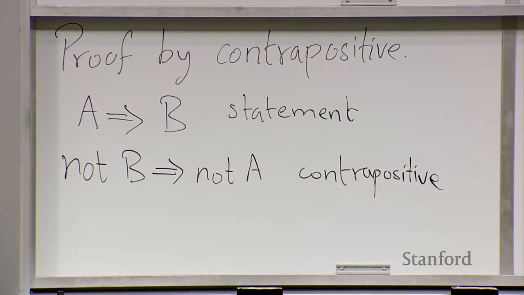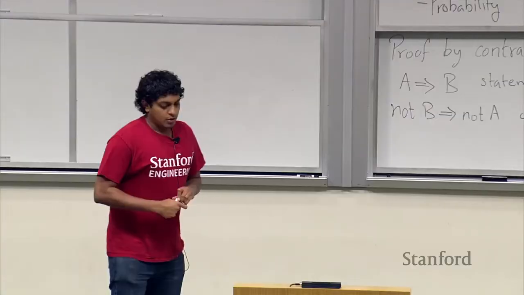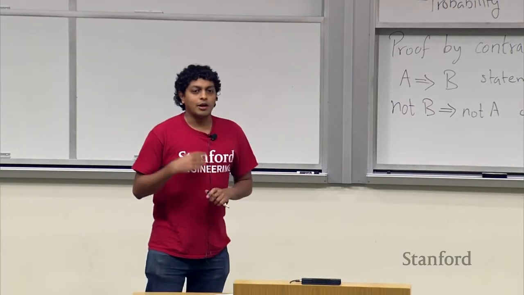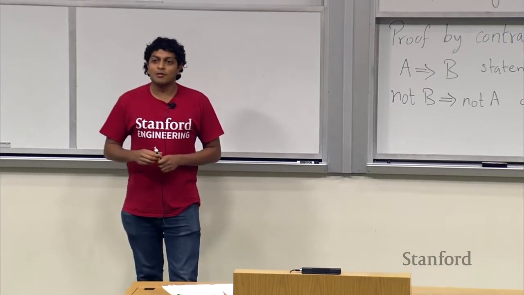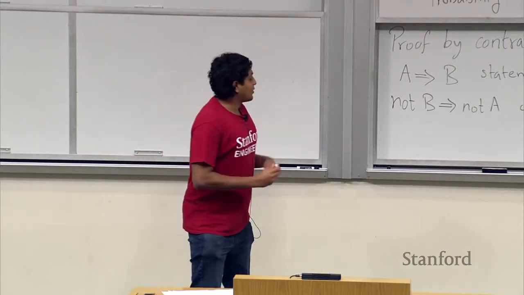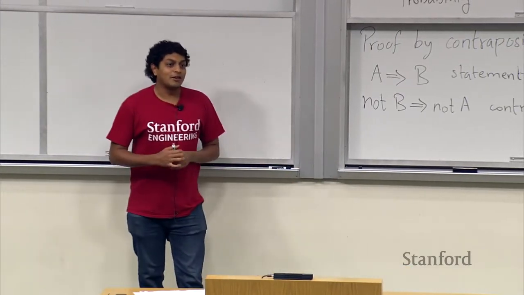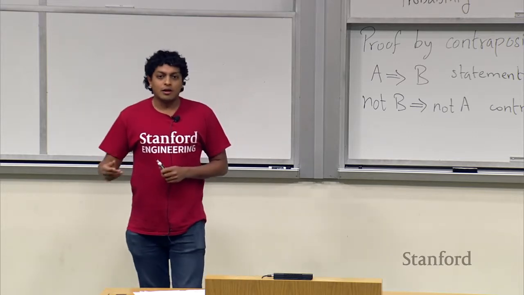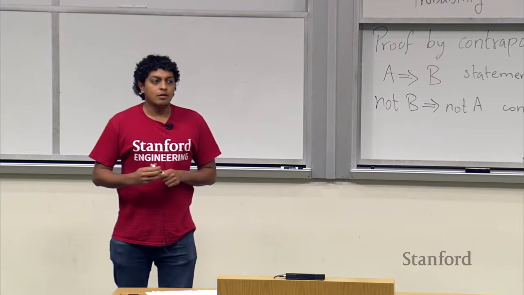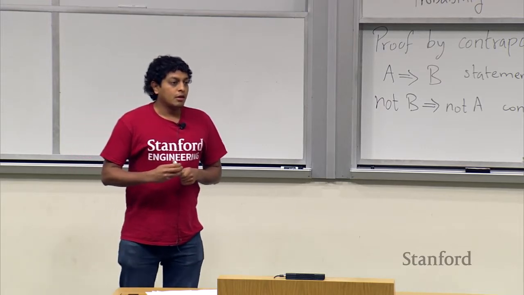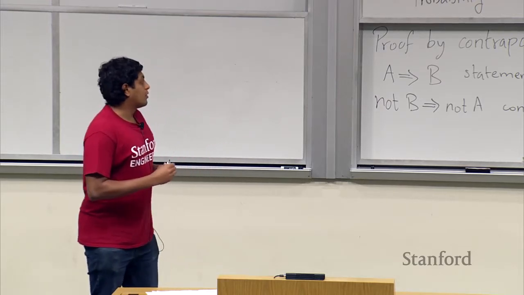For instance, if your statement was, if it is raining today, then I do not go to class. Clearly, this is not true for all the people assembled in the room here. But suppose that was your original statement. If it is raining today, then I do not go to class. Can someone tell me what the contrapositive would be? If it's not raining, no.